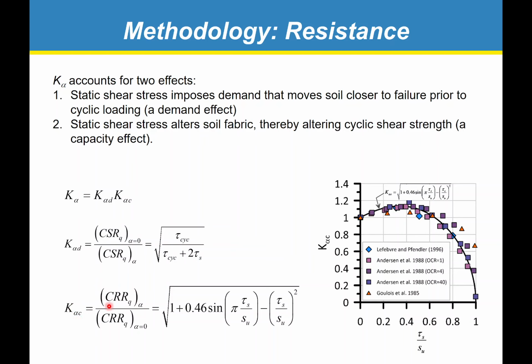Then we define K alpha C based on the ratio of those capacities. And we went through and looked at some of the data that was used for fine-grained soils, and we revised those calculations to give us a K alpha C parameter. And when you do these corrections, you see that the capacity effect initially increases. So soil gets a little bit stronger as alpha increases, but then it comes down, and eventually when you go to a static failure condition, there's no cyclic strength anymore. It's way down there.